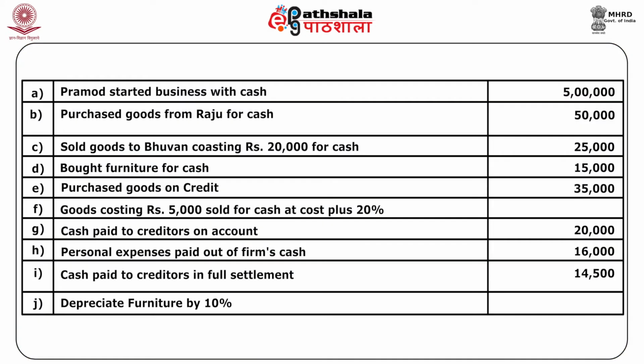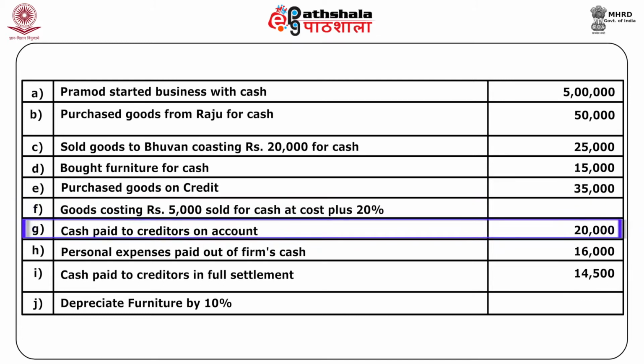The first point of the question is, Pramod started business with cash of 5 lakh. He purchased goods from Raju for cash of 50,000. Sold goods to Bhuvan costing rupees 20,000 for cash, and it sold it for rupees 25,000. Bought furniture for cash of rupees 15,000. Purchased goods on credit of rupees 35,000. Goods costing 5,000 sold for cash at a cost plus 20%.